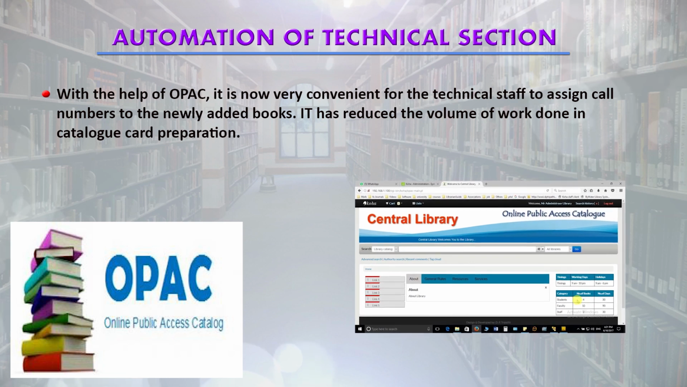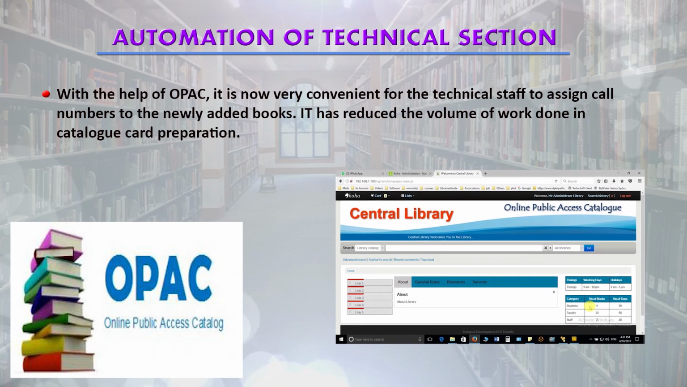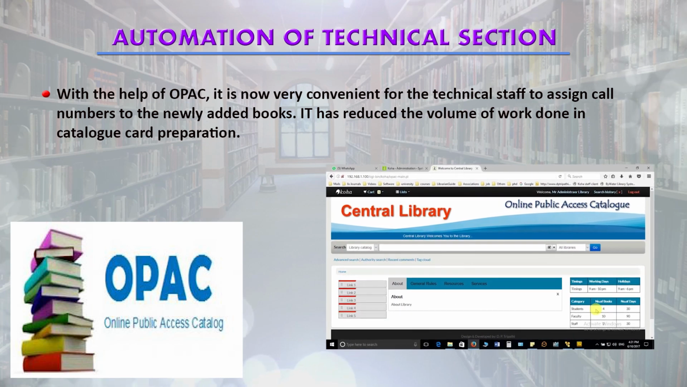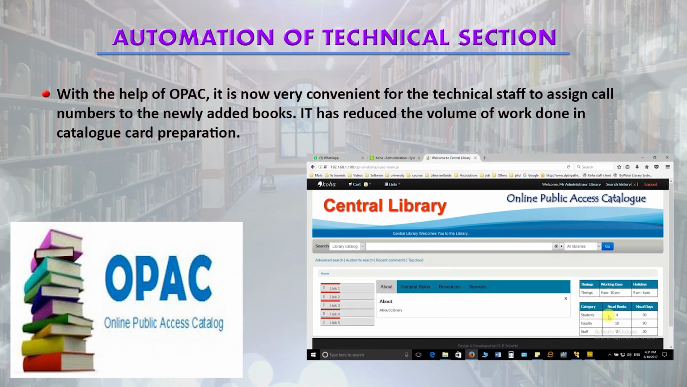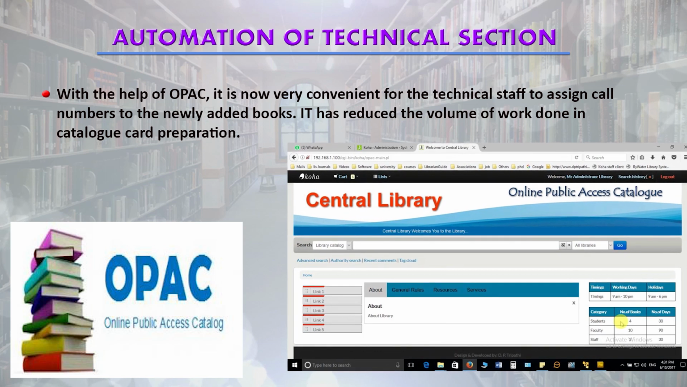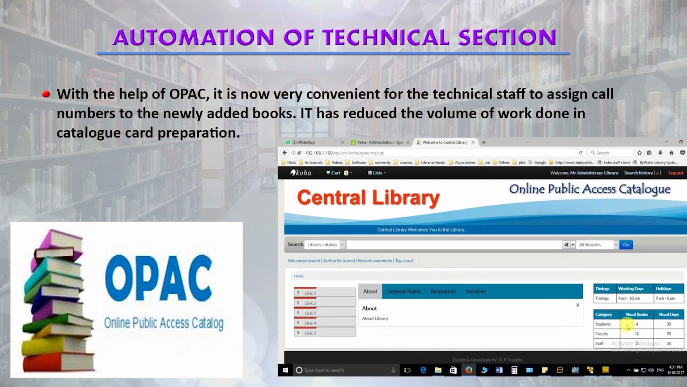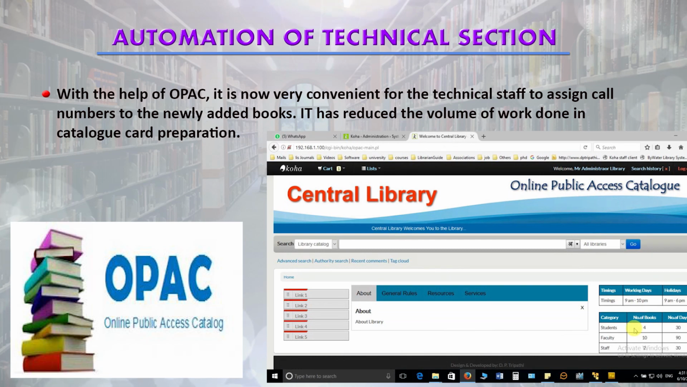Now, the technical section is also getting automated, and the best example of this automation process in the technical section is OPAC, Online Public Access Catalog. It is now very convenient for the technical staff to assign call numbers to the newly added books. IT has reduced the volume of work done in catalog card preparation.